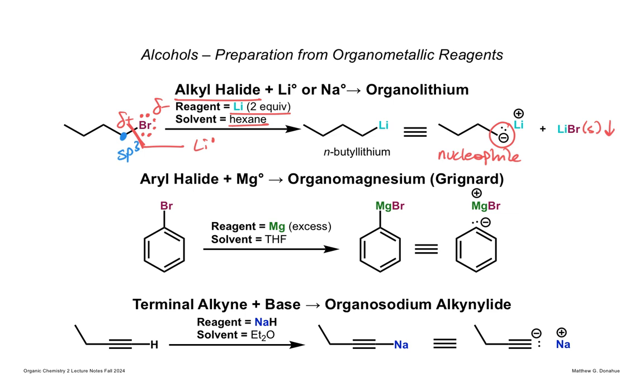In the next example, we're using an sp2 hybridized carbon. So that's what I mean by aryl or aromatic. So again, delta minus, delta plus. This time we use magnesium. And so this is called a Grignard reagent. And you might actually do this at some point this semester.